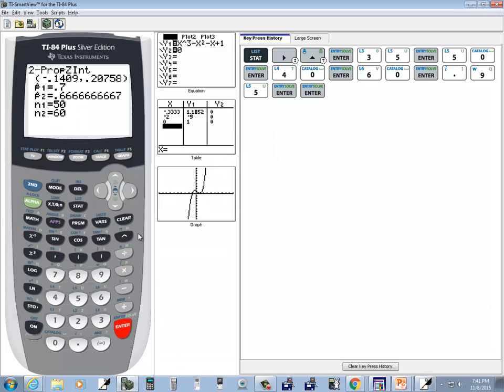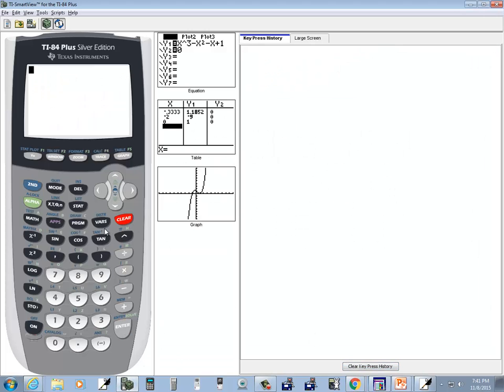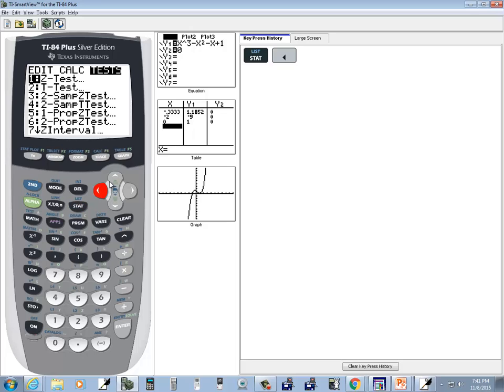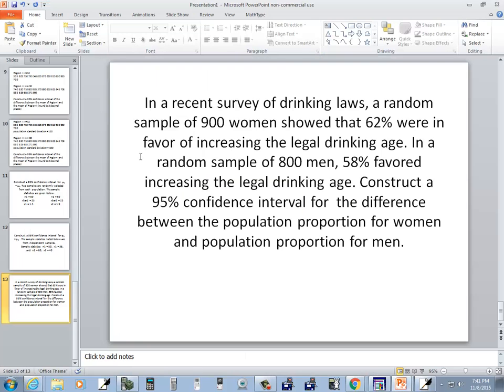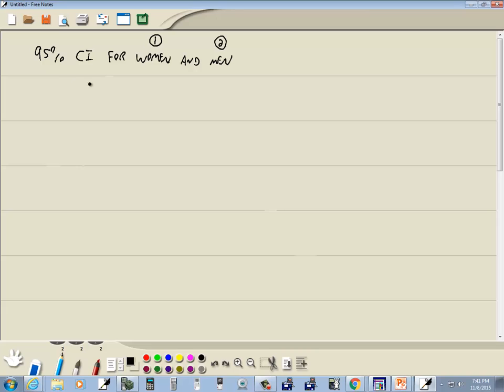So if I come over and look at my calculator, if I go to Stat, go to Tests, and I want to go to 2 prop z int. Well, we need x1 and n1. So we got our women. And again, those will be our 1s. So we need the x1 there, we need the n1 there. And then our men will be our second population, second sample. So this will be our x sub 2 and our n sub 2.